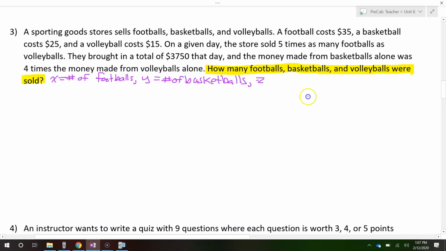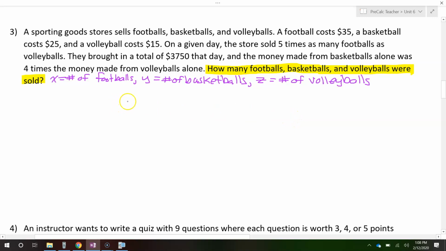And we will let Z be the number of volleyballs. All right, we have 3 unknowns, so we're going to need 3 equations. So let's scan through here looking for our equations.